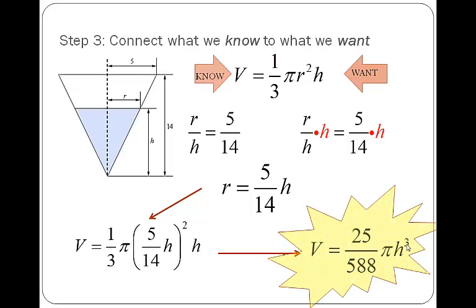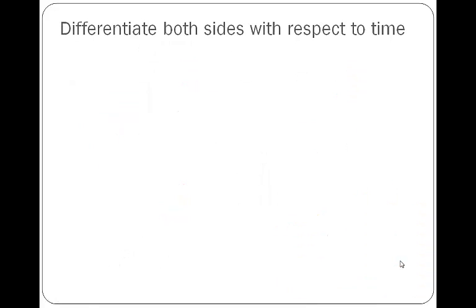So that right there is the jackpot. We have hit the jackpot because I have related what I know directly with what I want. So all that's left for me to do now is to differentiate both sides of that equation with respect to time. So here's my equation here. I want to take the change of both sides with respect to time of this equation.